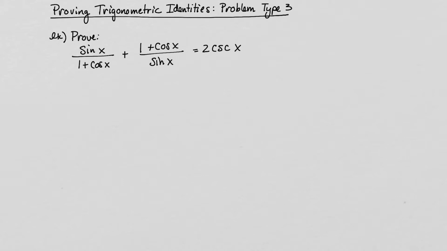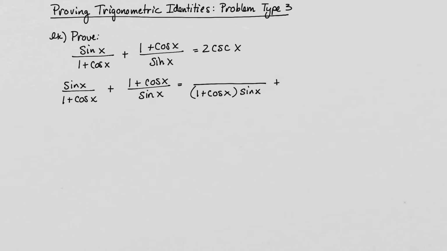So one of the things to notice here is that I usually start with the messier side, which would be the left-hand side. So if we start with that, sine x over 1 plus cosine x plus 1 plus cosine x over sine x. The first thing that I'm going to want to do with this is make a common denominator. I have two fractions here and I want to put them together, and to do that I need a common denominator. So my common denominator is going to be 1 plus cosine x times the quantity sine x. Again, 1 plus cosine x times the quantity sine x.